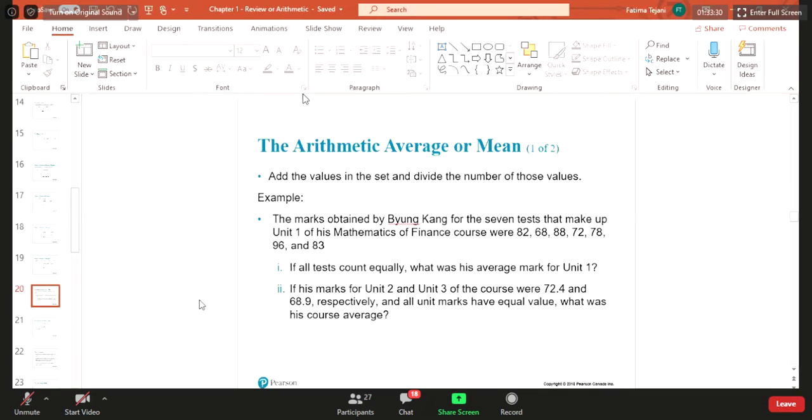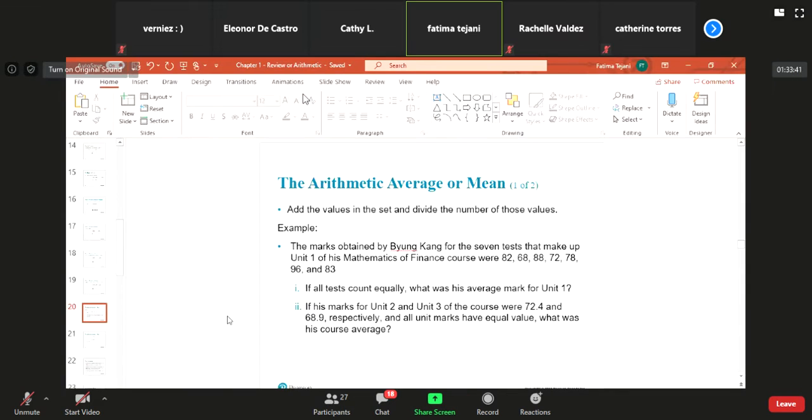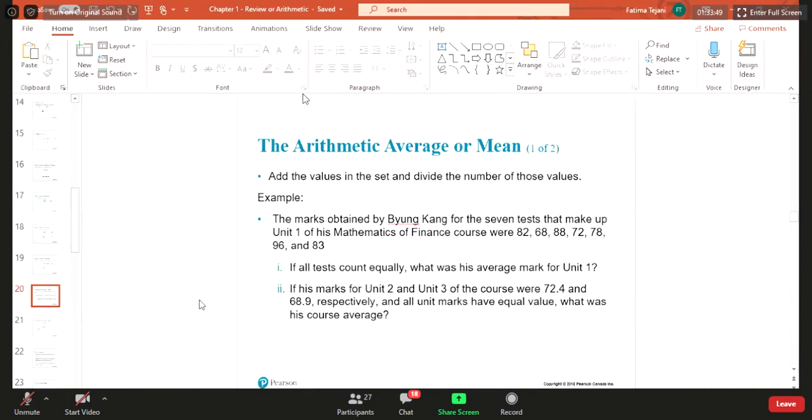The marks obtained by Kang for 7 tests that make up Unit 1 of his Mathematics of Finance course were 82, 68, 88, 72, 78, 96, and 80. So there are 1, 2, 3, 4, 5, 6, 7 values given for his course. Those are the marks obtained for the tests he's taken for Unit 1. If all tests count equally, what was his average marks for Unit 1?